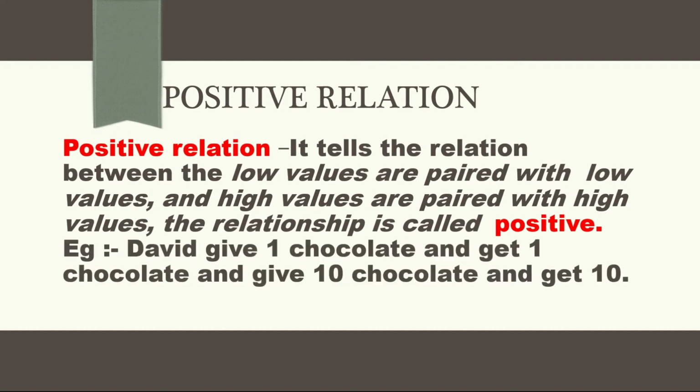Like, David gives 1 chocolate and gets back 1 chocolate, meaning a low value gets a low value. But in another case, David gives 10 chocolates and gets back 10 chocolates. That is a high paired relation. So that relation is called a positive relation.